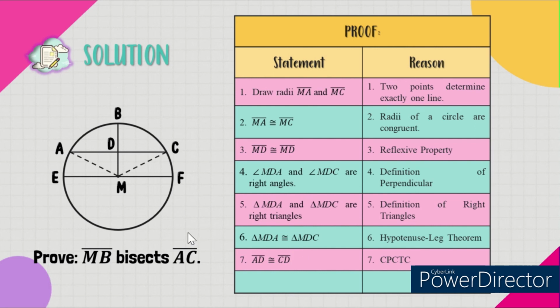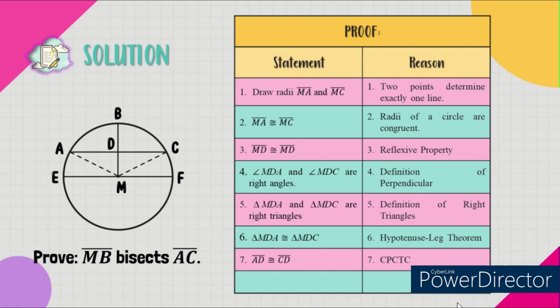So the 3 congruent angles are: angle A is congruent to angle C. Next, angle M is congruent to angle M. Then angle D is congruent to angle D. For the 3 congruent points of these 2 triangles, first we have point A congruent to point C. Then point M is congruent to point M. Then point D is congruent to point D.